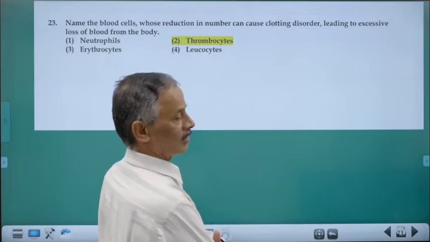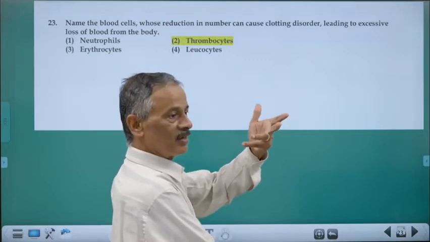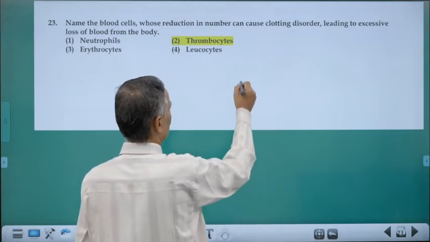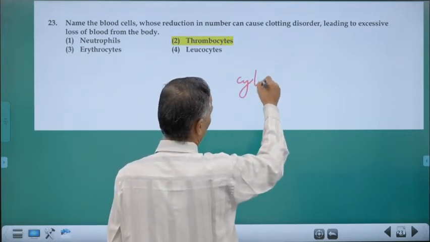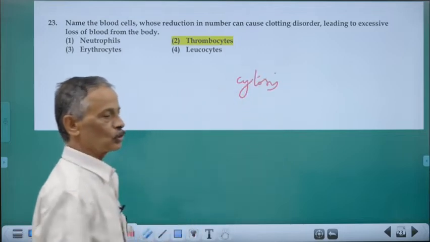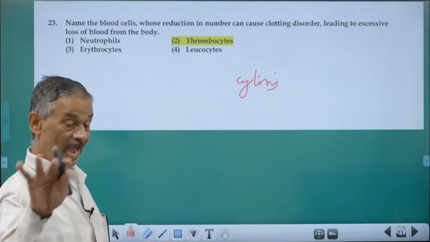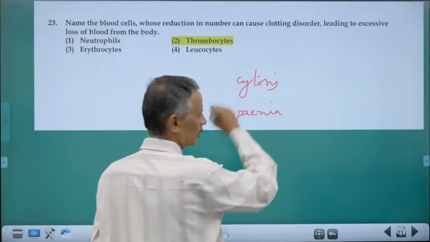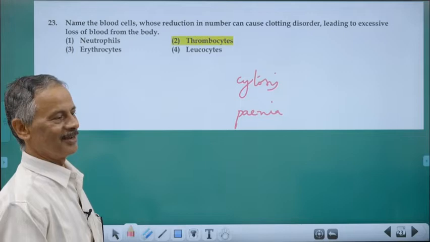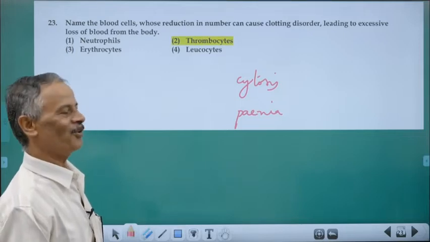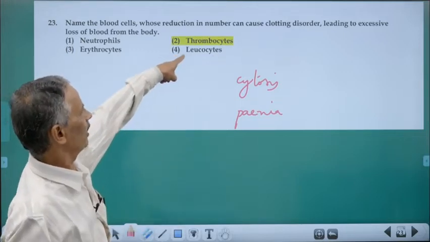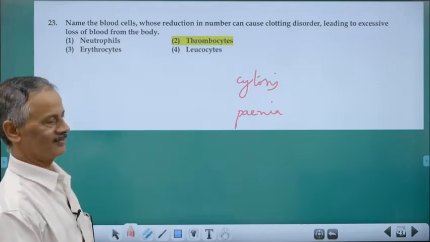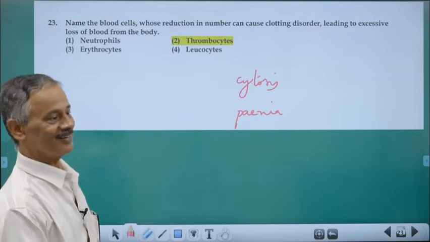Thrombocytes are, see, when the cells are above normal height, we call it cytosis. Erythrocytosis, leukocytosis, thrombocytosis, and low level is called penia. Erythropenia, leukopenia, thrombopenia. So it is thrombopenia, low level of thrombocytes, thrombopenia. Is that clear?